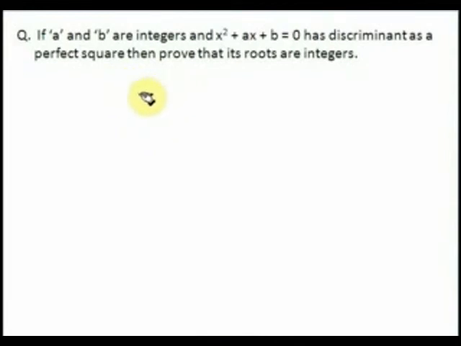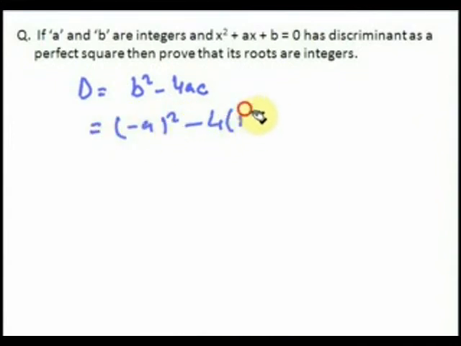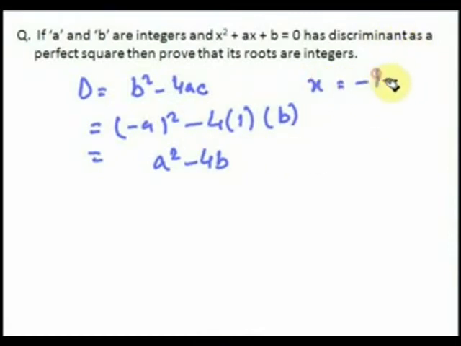If a and b are integers and x square plus ax plus b is equal to 0 has the discriminant as a perfect square, then we have to prove that its roots are integers. The discriminant is equal to b square minus 4ac. Here b is equal to minus a, c is equal to b and a is equal to 1. So we get a square minus 4b.